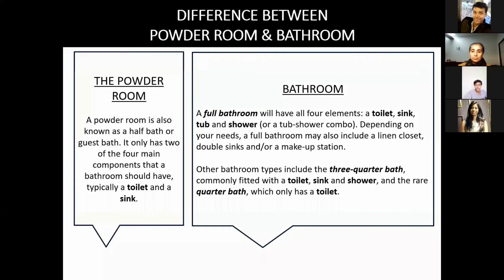Depending on your needs, a full bathroom may also include a linen closet, double sinks or a makeup station. Other bathroom types include the three-quarter bath, commonly fitted with a toilet, sink and shower, and the quarter bath, which only has a toilet.